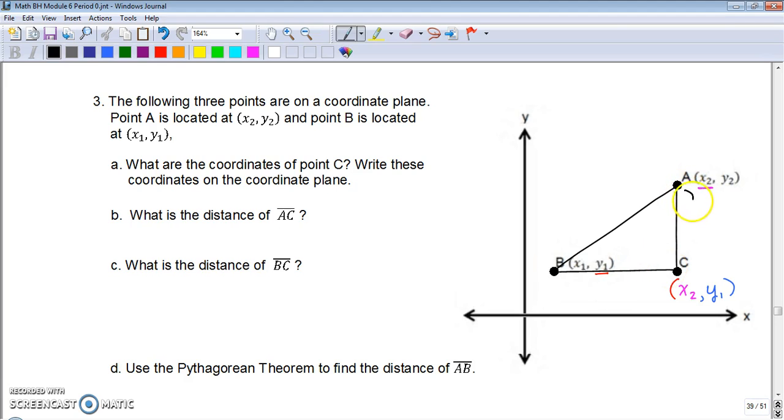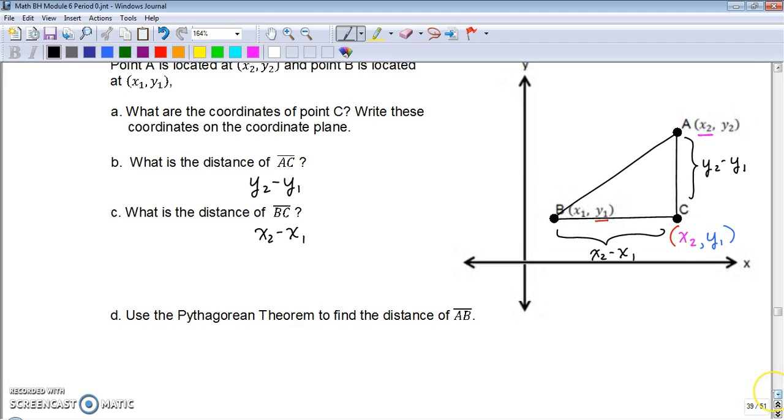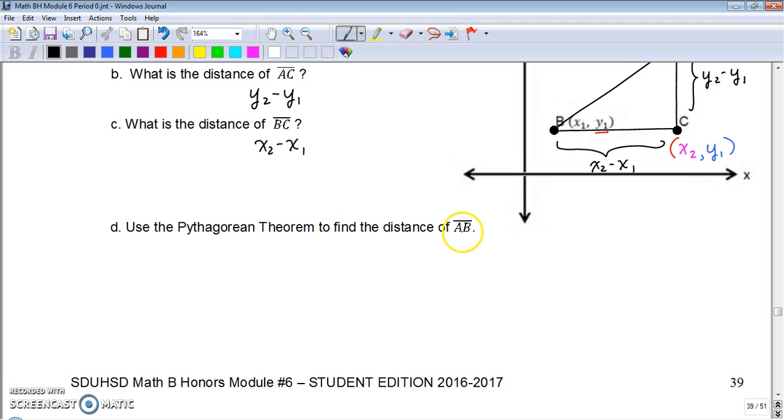So to find the distance AC when we had a vertical segment, like in example number 1, we found the difference between the y's. Kind of like we do for slope. It's actually the same slope triangle. And then to find the horizontal, we're going to find the difference in the x's. So AC, its length would be y2 minus y1. And for BC, it would be x2 minus x1. And then using the Pythagorean theorem, we're going to figure out what AB is.